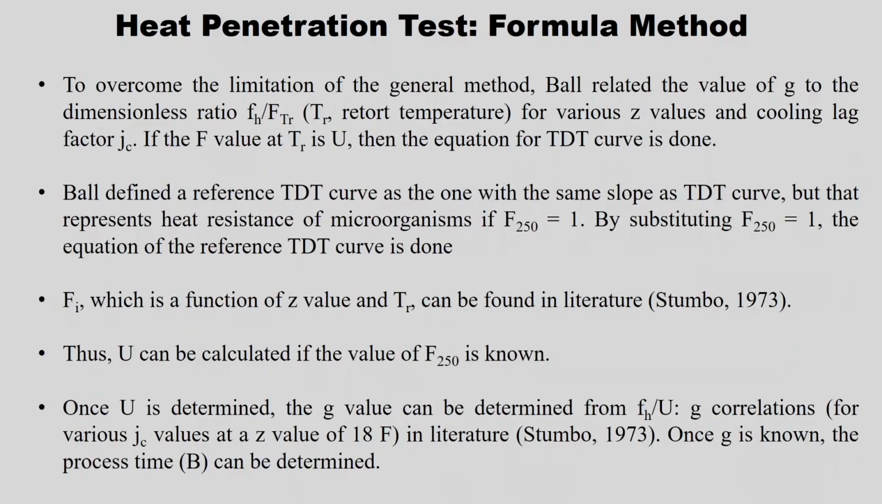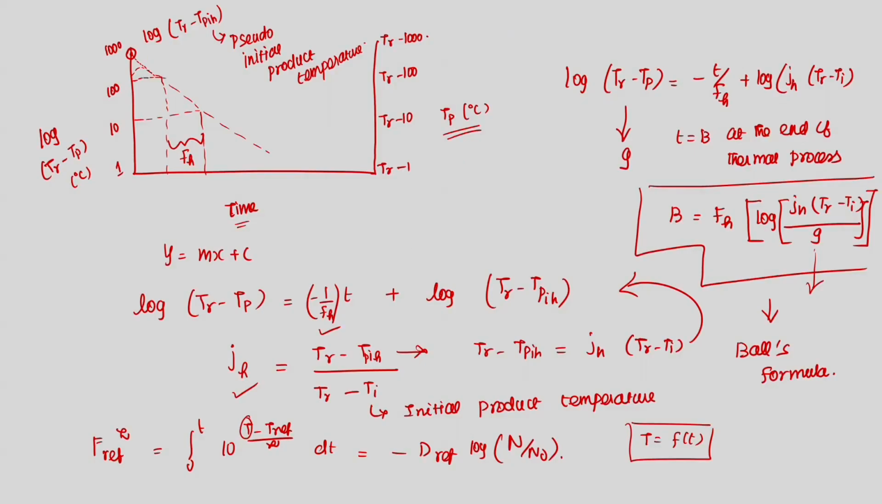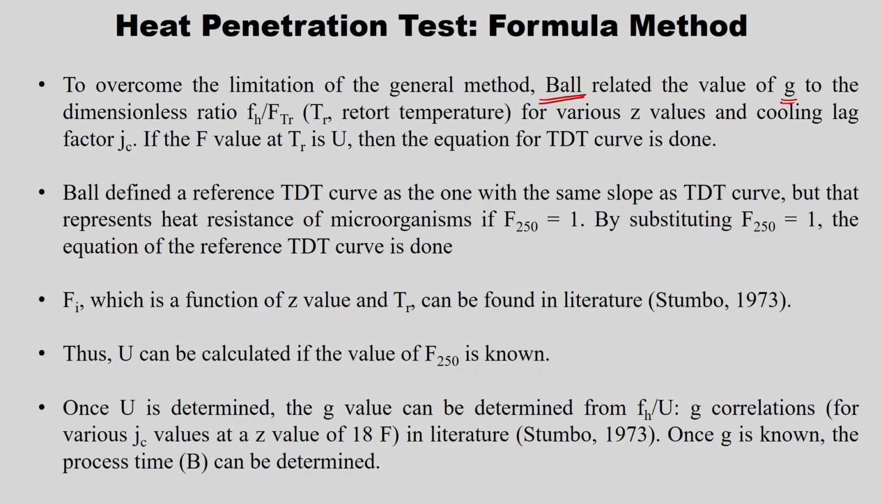So, in the formula method, what happens is to overcome the limitation of the general method. Ball, a scientist, related the value of G, which is log of Tr minus Tp at the end of the process, and came up with G as a dimensionless ratio. So, he introduced Fh upon F of Tr.